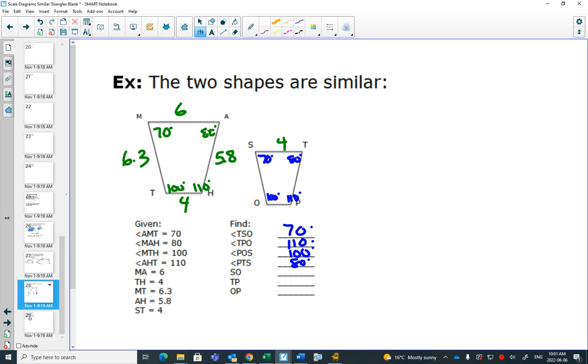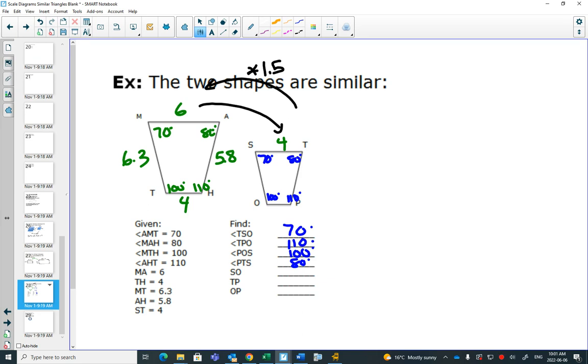Then for the sides, what's happening here? Well, it needs to be something that you multiply. If I want to figure out what I'm multiplying by, you can either go this way or this way. Some people like to always go from smaller to bigger because then they're always multiplying by something bigger than 1. So if I go from 4 to 6, can you see that you're multiplying by 1.5? Okay?